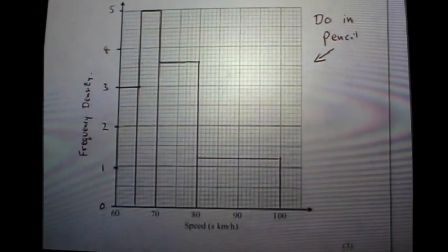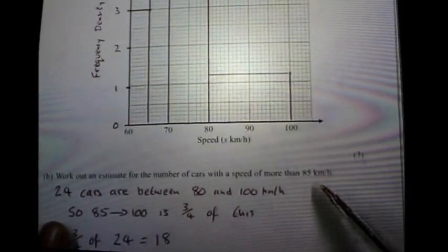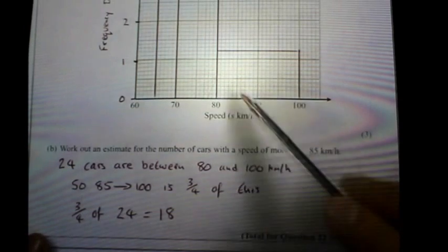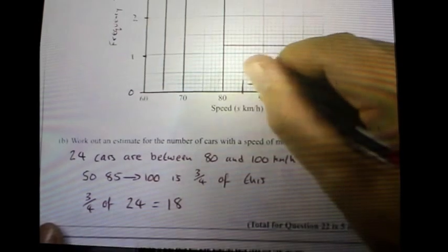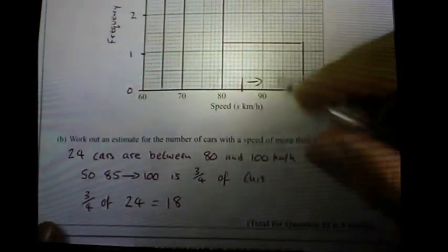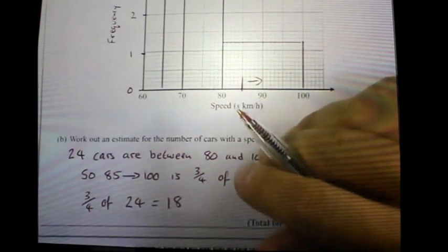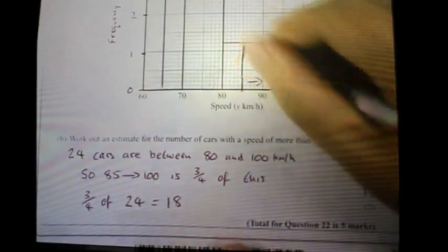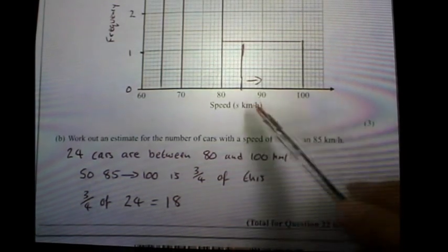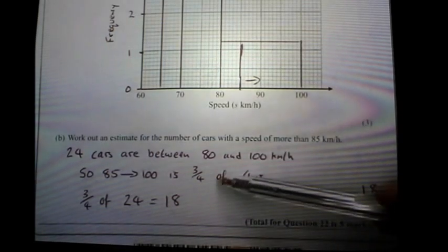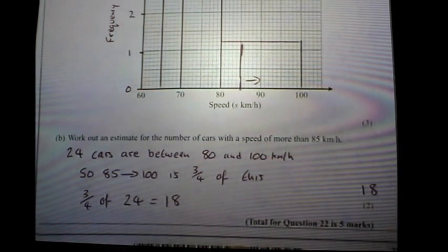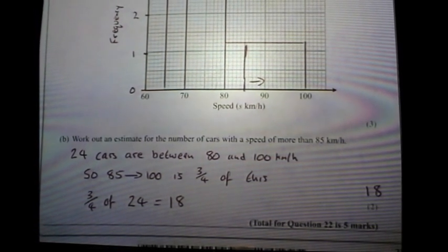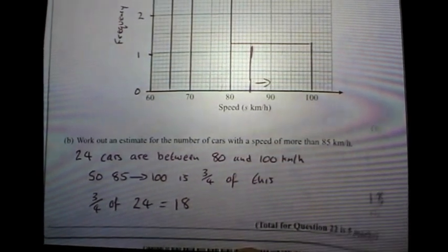Nice and easy. Work out an estimate for the number of cars with a speed of more than 85 kilometers an hour. It's quite handy because we're just using this bit here. 85 is here, onwards. So 85 kilometers or more is in this range up here. So what you need to do is figure out that that is 3/4 of this whole amount here. So you need 3/4 of the number of cars in there. So there's 24 cars in there, so 3/4 of that is 18. So it's 18 cars that go faster than 85 kilometers an hour, or that we estimate that go faster.